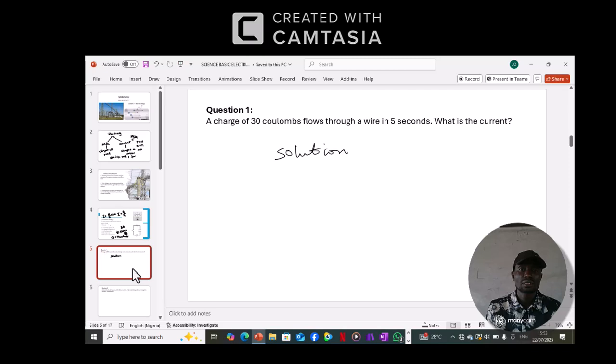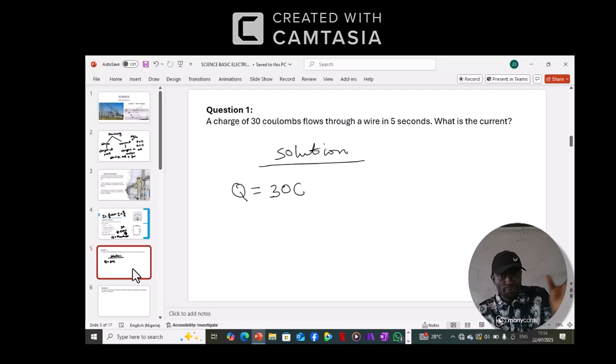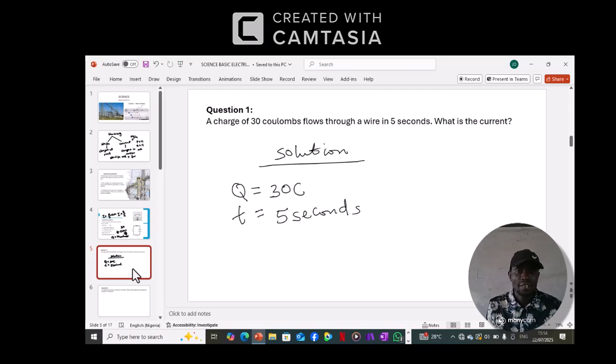Solution. Let's write the given parameters. In this question, we have 30 coulombs of electric charge. So electric charge Q is 30 coulombs. You can use capital letter C if you don't want to write coulombs in full. That's the quantity of electric charge that flows through the wire in 5 seconds. The time is given, T is 5 seconds.